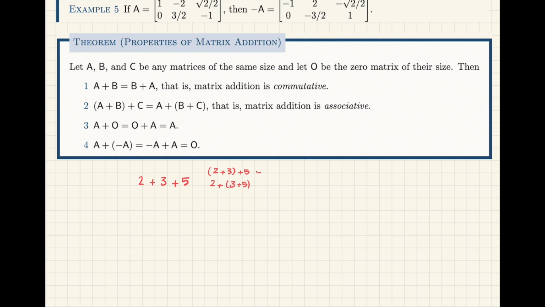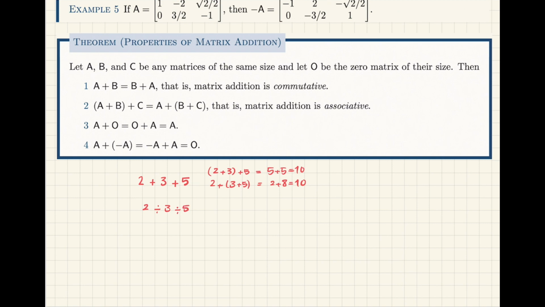Yes, because this gives me 5 plus 5, the answer is 10, and this gives me 2 plus 8, which is 10 again. So even though in the intermediate steps I'm getting different values, finally I will get the same value. The reason this is working is because addition of numbers is associative. But if I give this to primary school students, they will not be able to answer this. And that is my mistake.